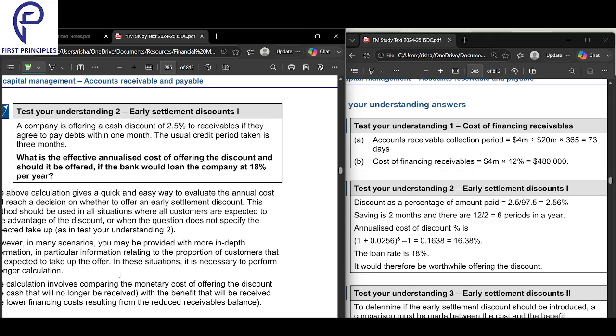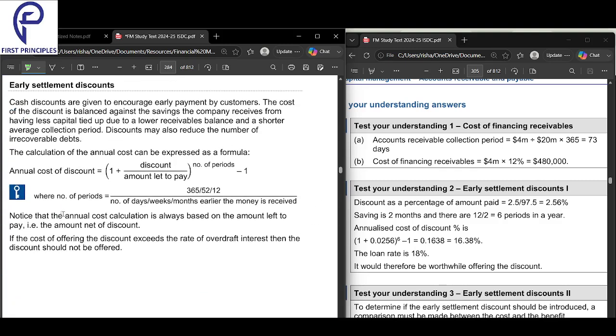And if I don't give you a discount and I borrow from the bank, how much is the bank charging me? If giving you the discount is cheaper, I'll give you the discount. If giving you the discount is more expensive, I'll borrow from the bank. So I have to see which is cheaper. First I'll calculate the cost of the discount. There's a simple formula for that.